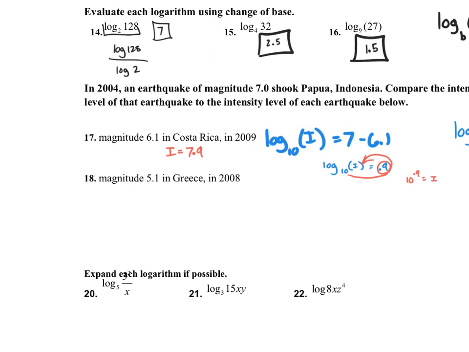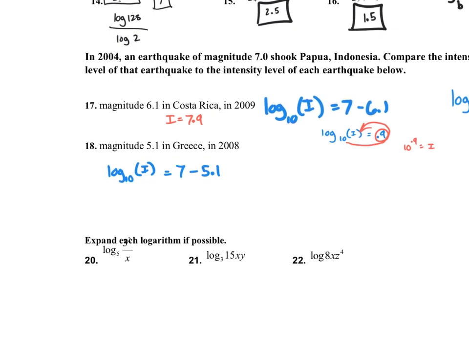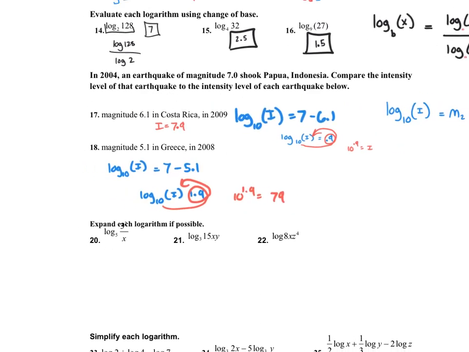Now let's do that same setup, but this time we're going to compare the 7.0 earthquake and a 5.1. So we'd have log base 10 is equal to a 1.9, and we'll do a loop and swoop. And this is the one where I said that this one's going to be closer to 100 times as bad. It ends up being 79 times as bad.